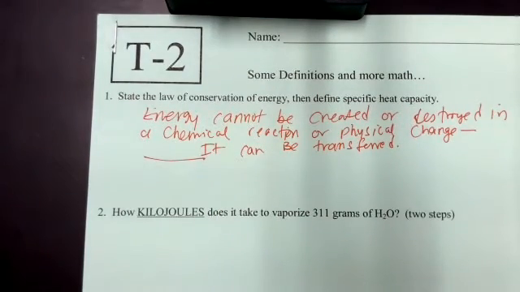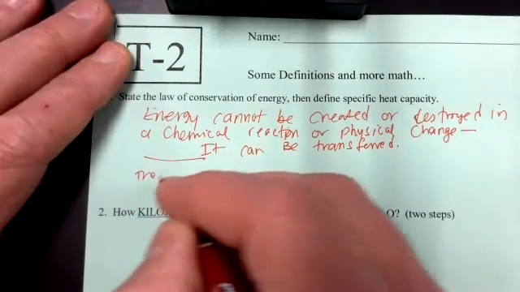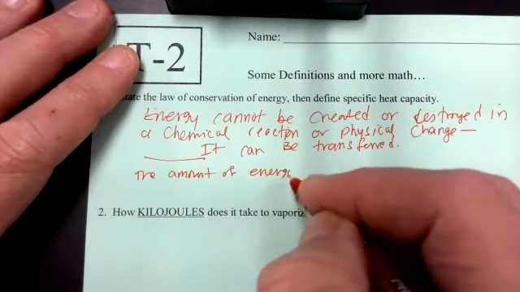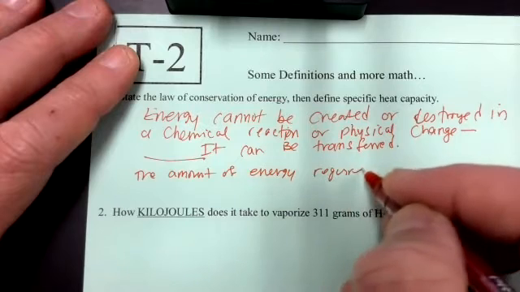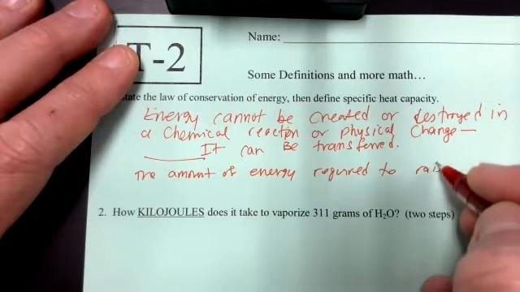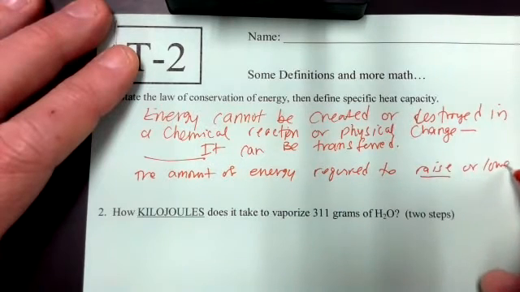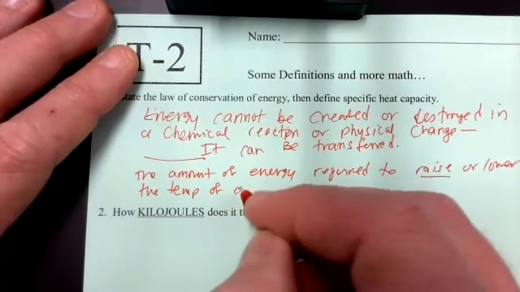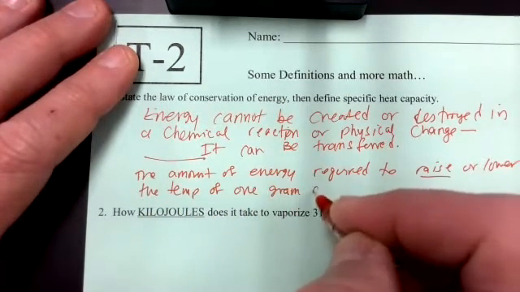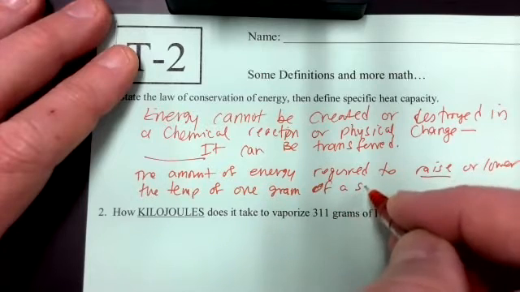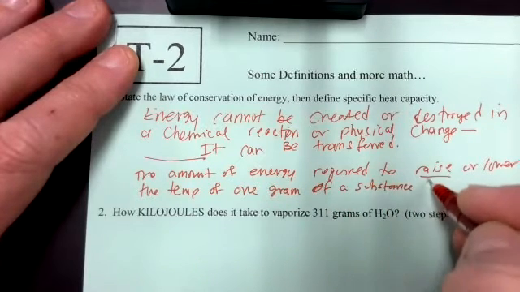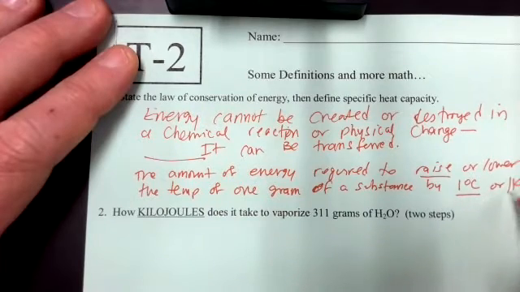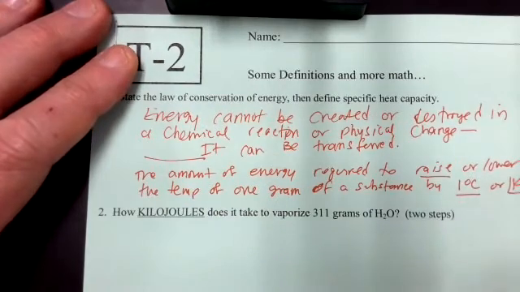Specific heat capacity, the amount of energy required to raise or lower the temperature of 1 gram of a substance by 1 degree centigrade or 1 Kelvin, which is the same amount of energy.